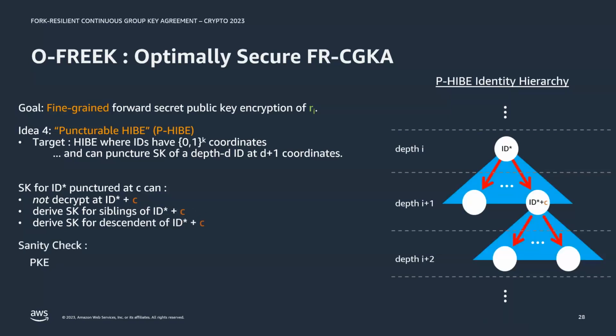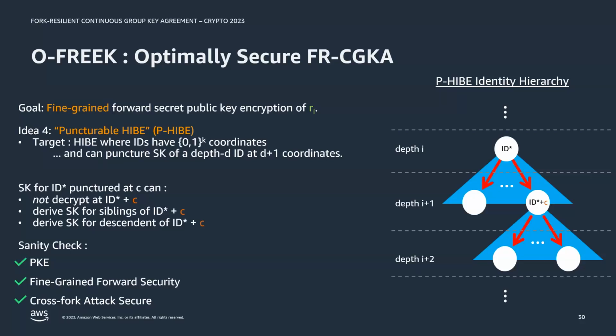And sanity check, yes, it's public key encryption, it's fine-grained forward secret, and it's collusion attack resilient, just like the ACGM, for the same reason. They're encoding the history and the identity. So this is kind of the core technique, one of the two core techniques that underlie our second protocol, our second construction of an optimal CGKA.